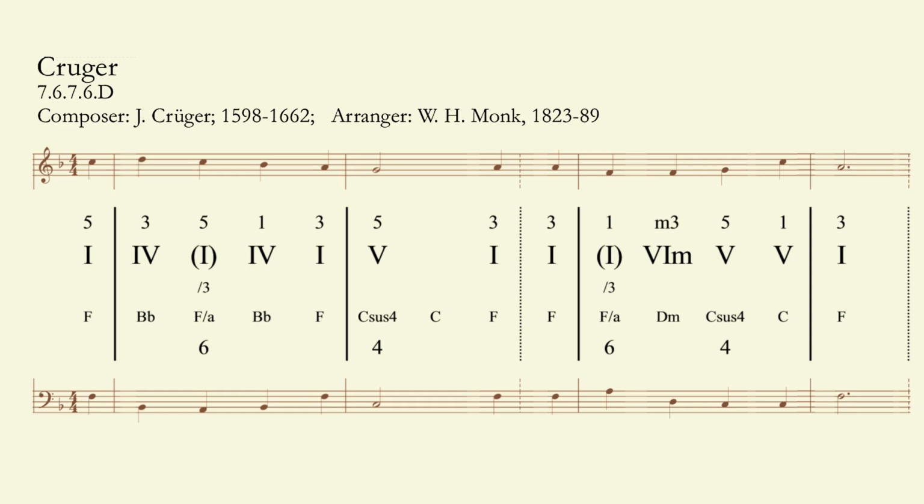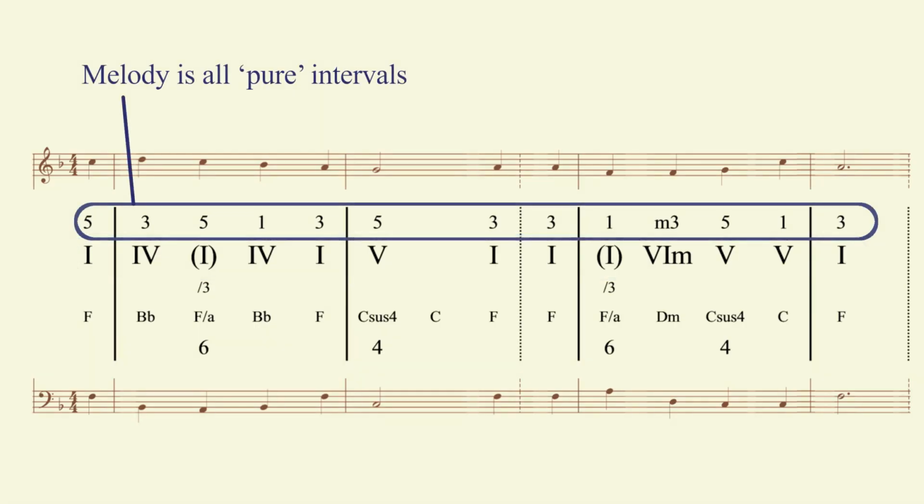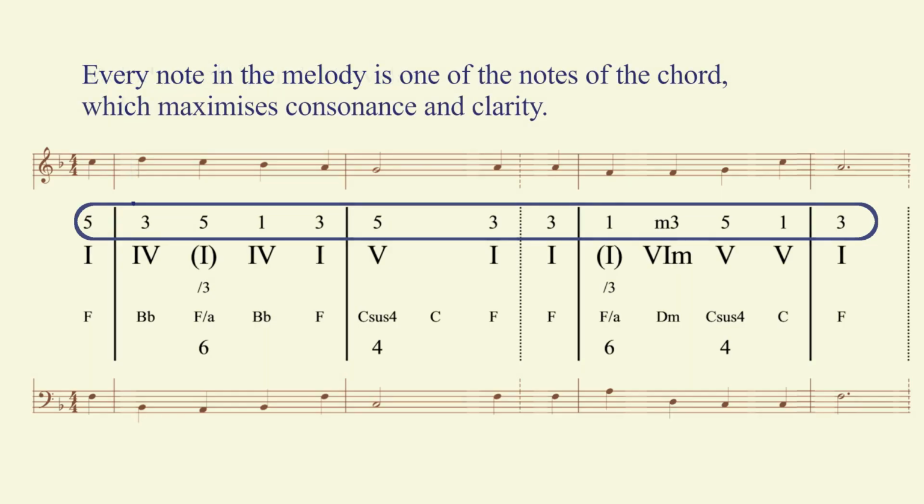So in the first passage, the 2 things that strike you looking at the figured Roman numerals are, firstly, there's a lot of 1s, 4s and 5s. And secondly, the melody contains a lot of pure intervals. It contains a lot of 1s, 3s and 5s, which are the fundamental notes of the chord, the first, third and fifth. This means that since the chords are mostly major or minor, the melody note is one of the notes of the chord.